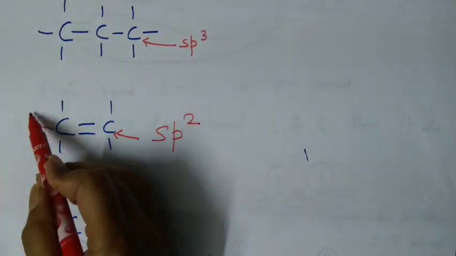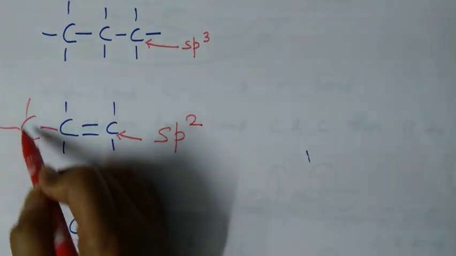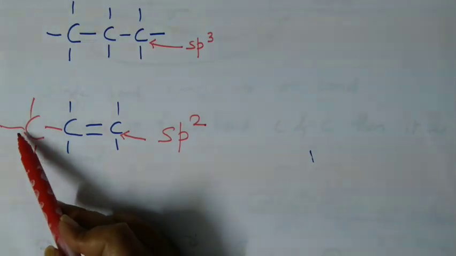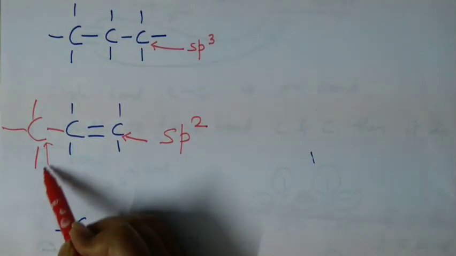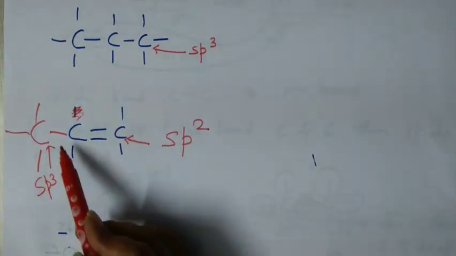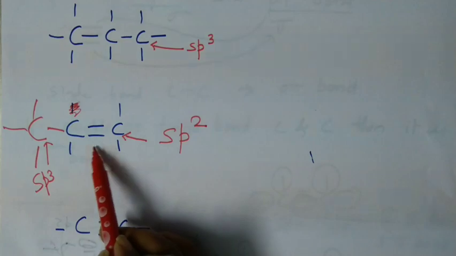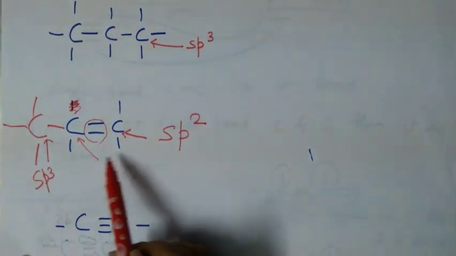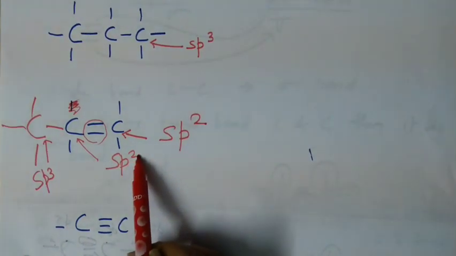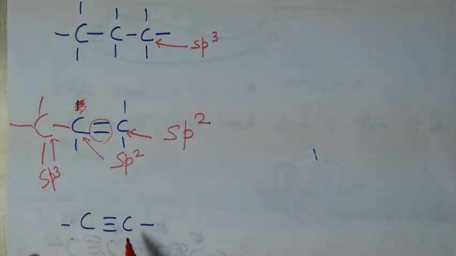Suppose I will attach another carbon here. What is the hybridization of this carbon atom? On all the four sides you have single bond. Therefore, it should be what? sp3. How about this one? So one of the bonds I need to remove to complete the valency. So look at this. You have a double bond. If you have double bond, then it should be what? sp2 hybridized.